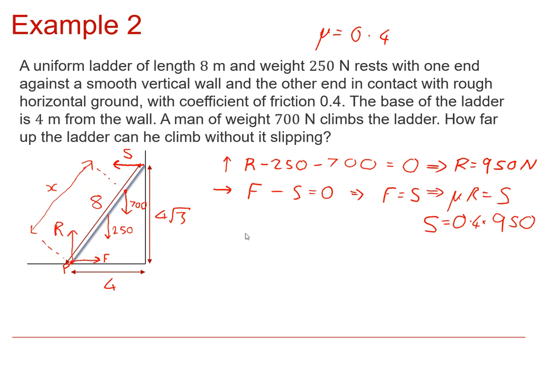Now one thing left to do is to take moments about P. So again, anti-clockwise moments about P. Acting in an anti-clockwise manner, we have S times its perpendicular distance. So that's just the same as what we had before. So S times 4 root 3. And acting clockwise, we have 250 times 2.